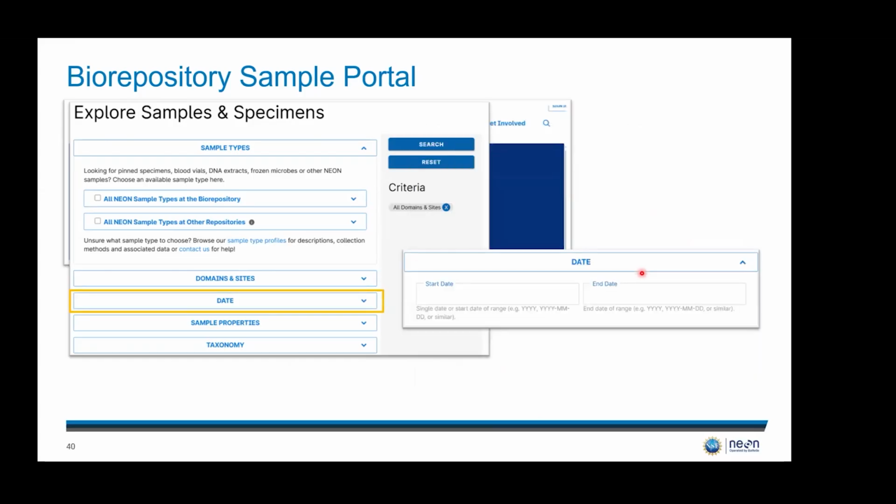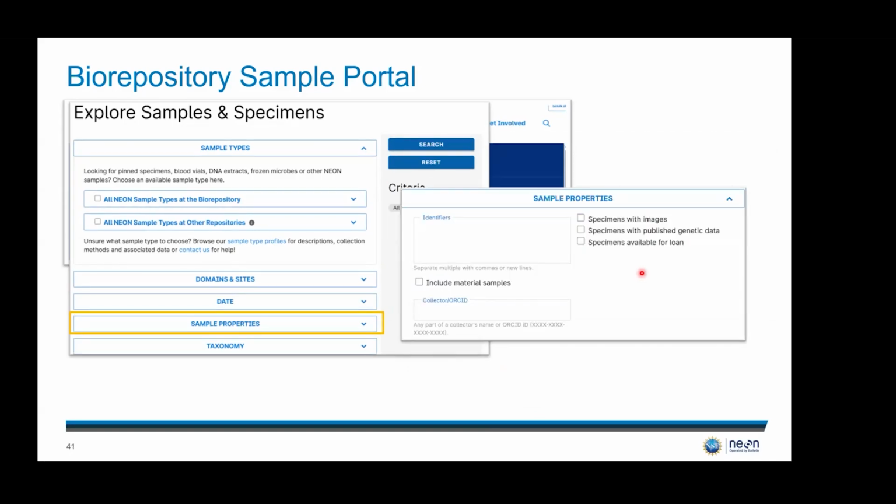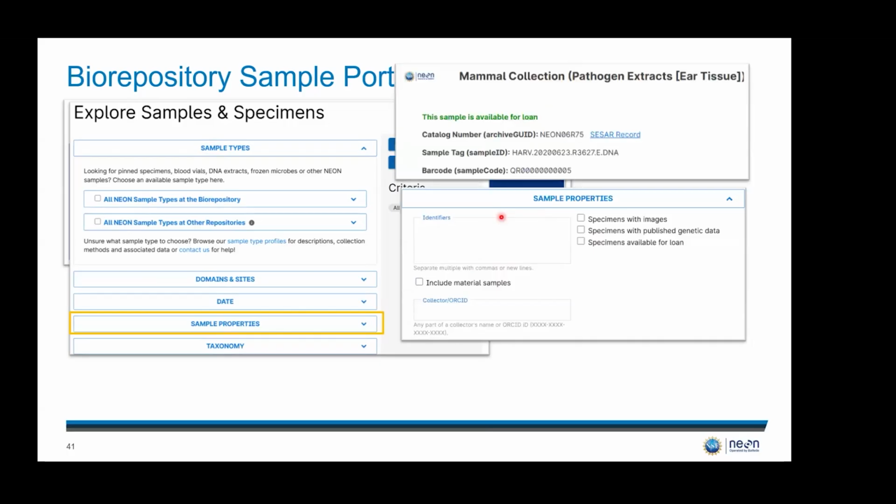There is, of course, a date section for specific collecting seasons or months. And then we also have sample properties, which is kind of like the miscellaneous category, but it also lets you search for samples with specific identifiers if you do happen to have that information. And so going into what each of the identifiers are for our samples is out of scope for this particular talk, but each specimen and sample can have multiple identifiers, and if you happen to find one of those in the wild, or if you know what it is that you specifically want, you can search for it within the identifiers.